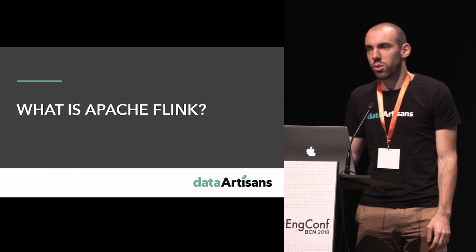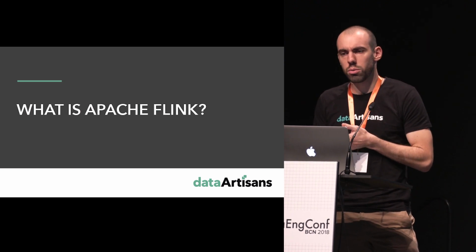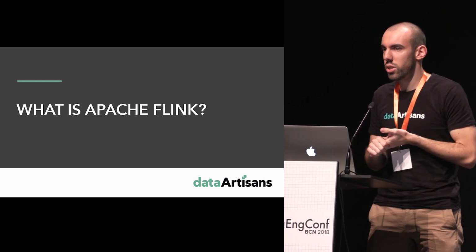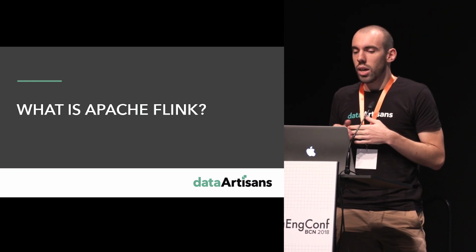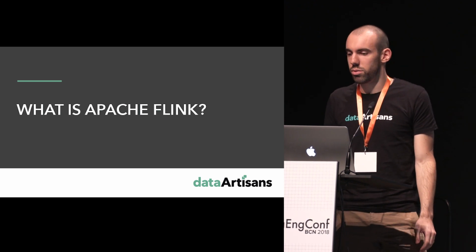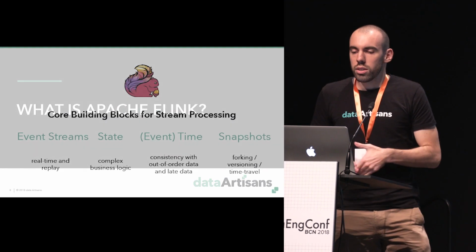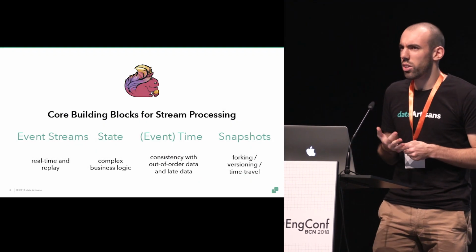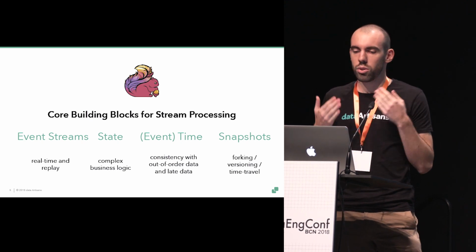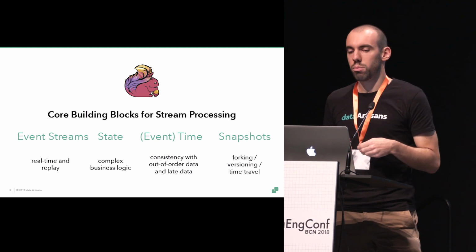So first of all, before I really deep dive into SQL on top of Flink, let me first also explain what is actually Apache Flink, because many people have heard of it, but maybe not everyone is familiar with the basic concepts behind Apache Flink. So first of all, what are actually the core building blocks? It doesn't matter if it is Apache Flink or not. What are the core building blocks for having a stream processing pipeline?